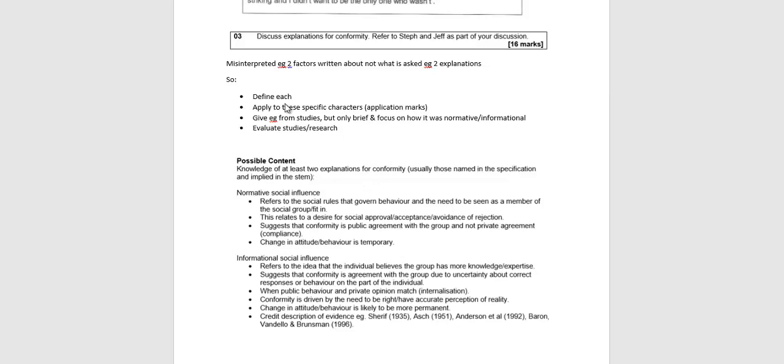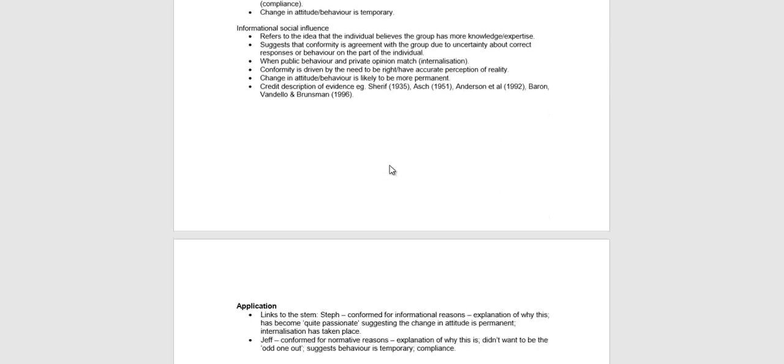So we've done our definitions of each of these two factors. We now need to apply it a little bit more. So saying which one belongs to which of the characters. So Steph conform for informational, she's actually become passionate, in other words she's internalized it. Jeff on the other hand just doesn't want to be the odd one out, so do literally just take a tiny little quote, make sure you're quoting from the STEM, really important, you quote and then say what that suggests. Okay, so where your evidence is coming from is your little quote, so you don't need to quote loads, just a couple of words, odd one out, quite passionate, etc. Jeff obviously is just trying to fit in, and therefore, you know, we're getting compliance.